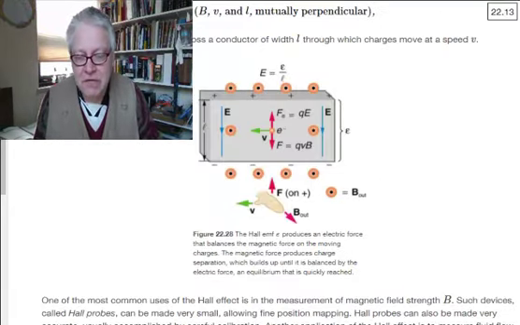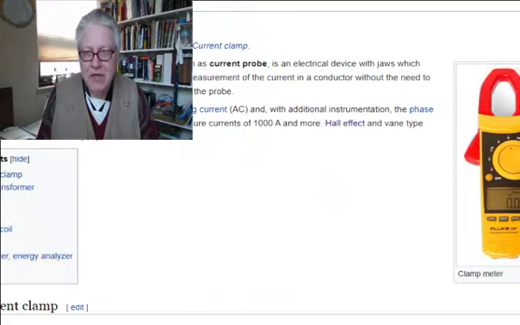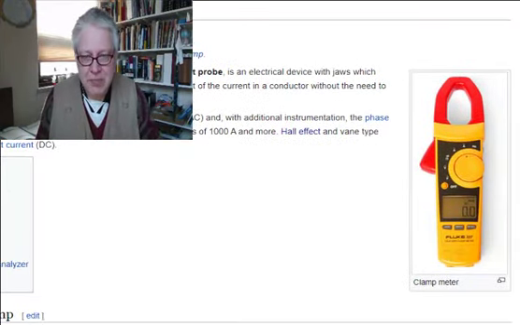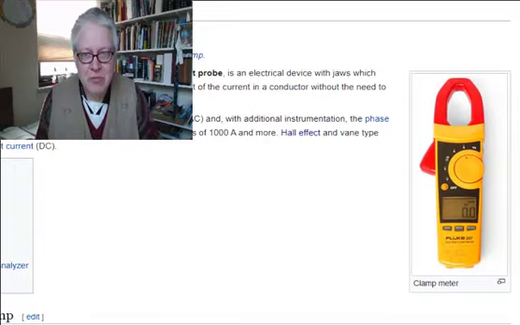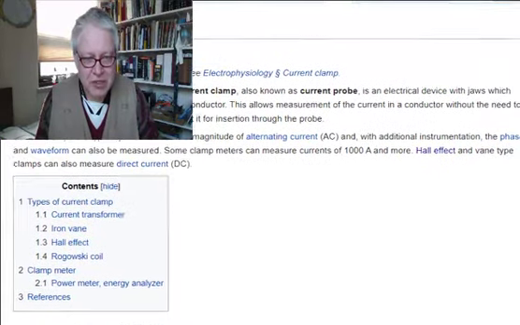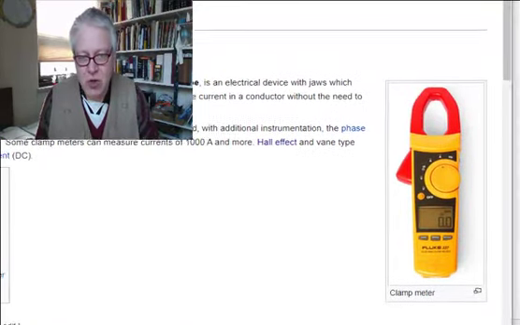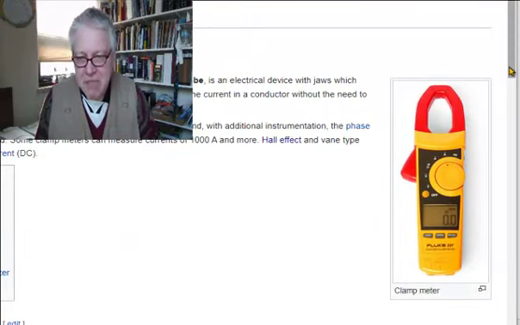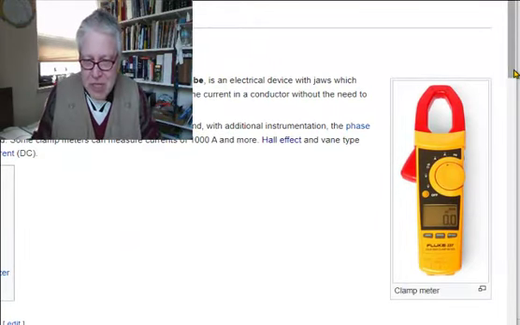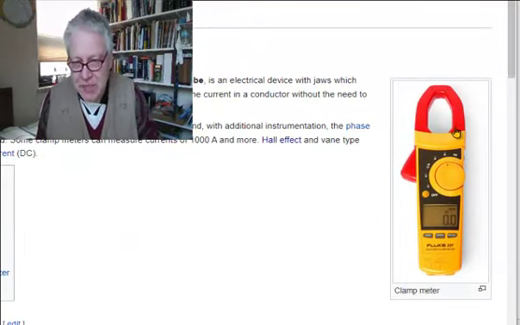Another one is this one here, if I get it right. Yep. So this one is a current clamp. And if I can move this around, I guess I didn't make this small enough, current clamp. This is a no-contact ammeter. So instead of putting an ammeter in the circuit, you actually clamp this around.